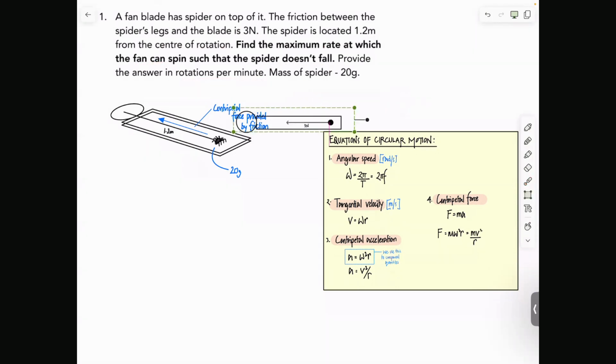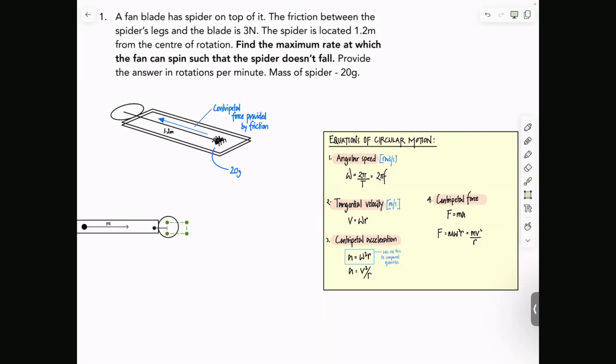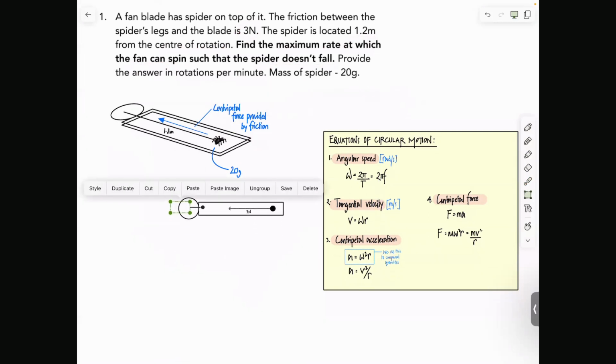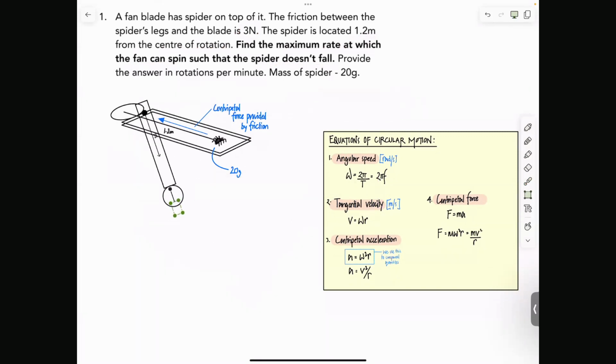So it basically tells us that there's this fan blade, and this blade is going to rotate like this. So it's rotating like that. And on top of the blade, there's a spider out there. And apparently, there's a particular velocity or speed or rate of rotation at which the spider will fall from the blade. So you need to find out at what rate the blade should be moving so that the spider falls off.